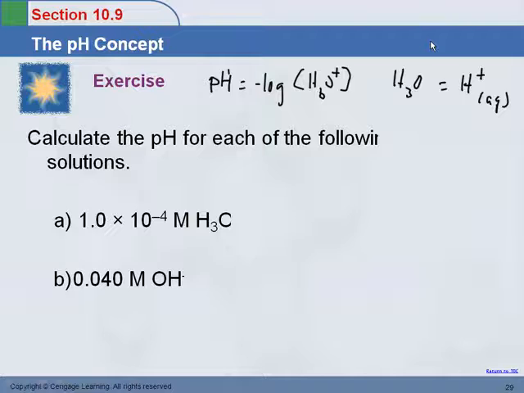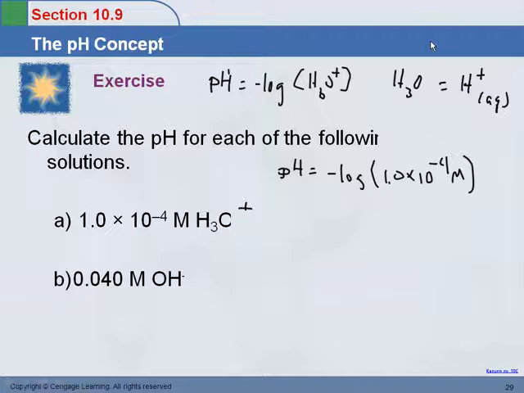For some reason, part of my slide is cut off here. This should actually be, in A, 1.0 times 10 to the negative 4th molar H3O plus. There should be a plus out there. And we want to calculate pH, which means I need hydronium ion concentration, which I do have here in A. So my pH will be equal to the negative log of 1.0 times 10 to the negative 4th molar.